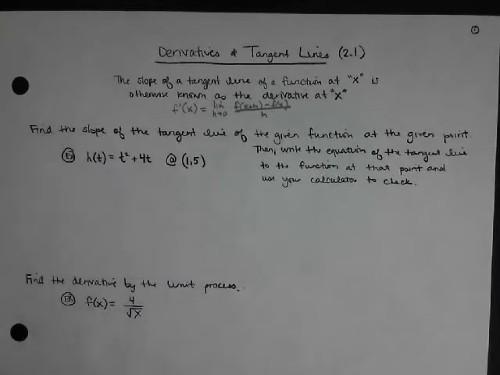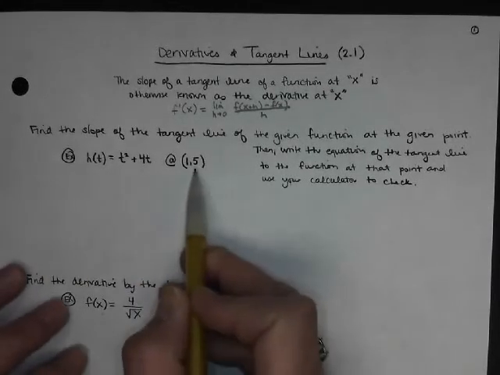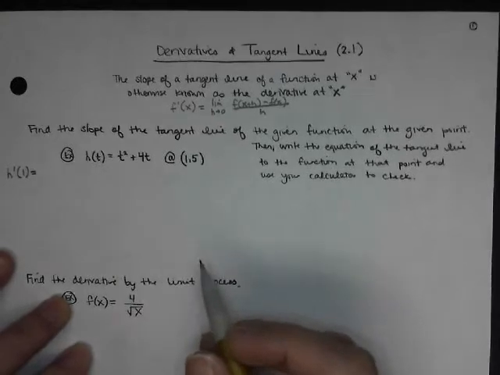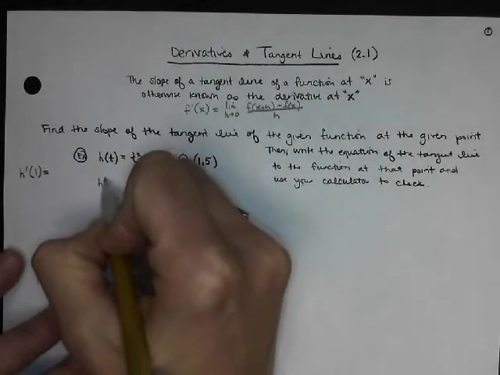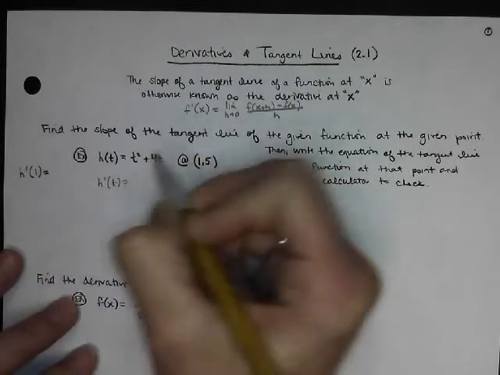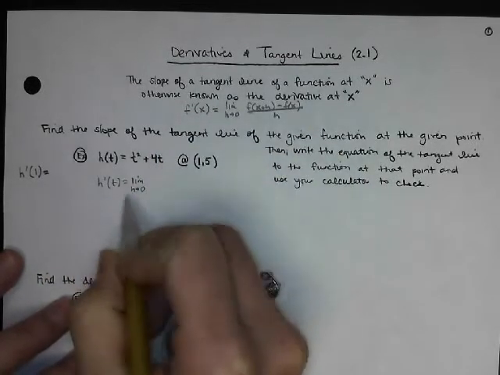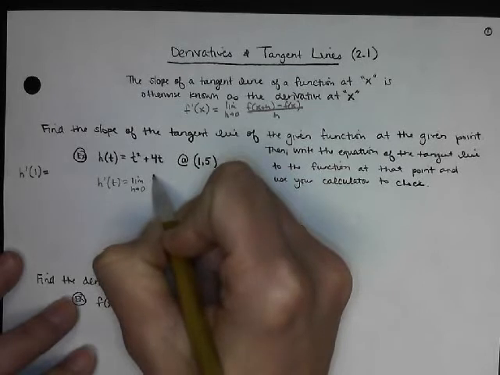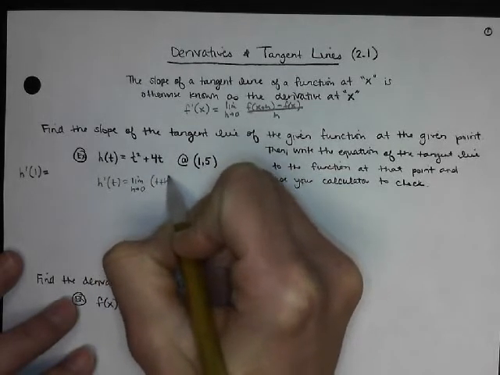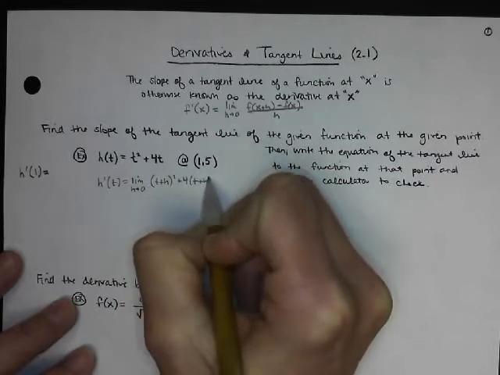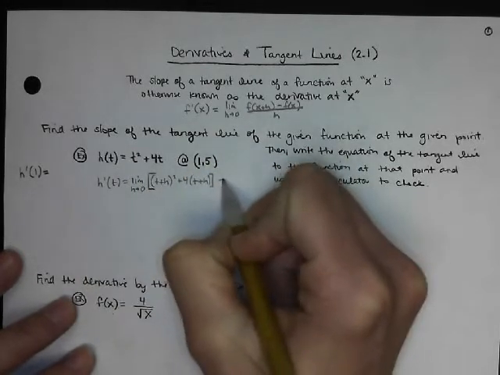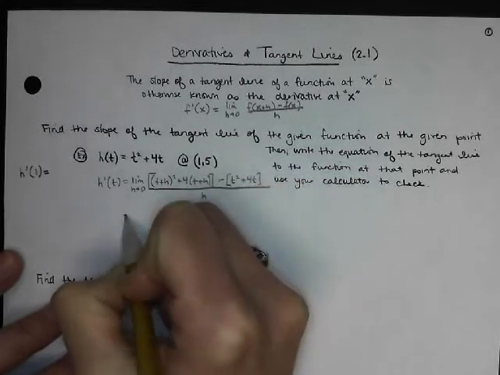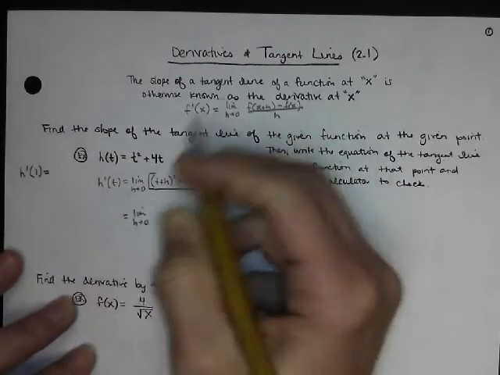So this first example, find the slope of the tangent line of the given function at the given point. So at 1, 5. So we're going to search for h prime of 1. Okay. First, we'll find the derivative formula. So h prime of t equals the limit as h approaches 0. That's a different h than the name of the function. But f of x plus h, or t plus h in this case, there's f of t plus h minus f of t all over h.